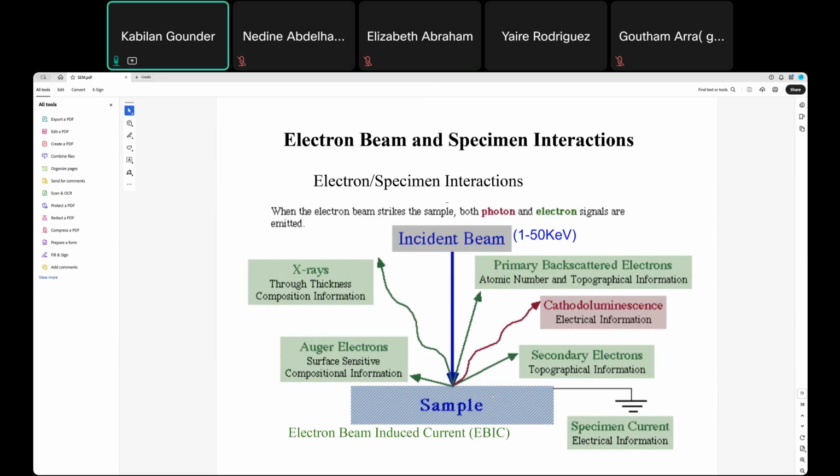So the electron microscope is not only for visualizing the topography or the surface of any sample, but you can also get much information, like electrical information, compositional information, how thick it is, the atomic number, and also the electrical information of the detailed structure. All this data you get from the electron microscope.